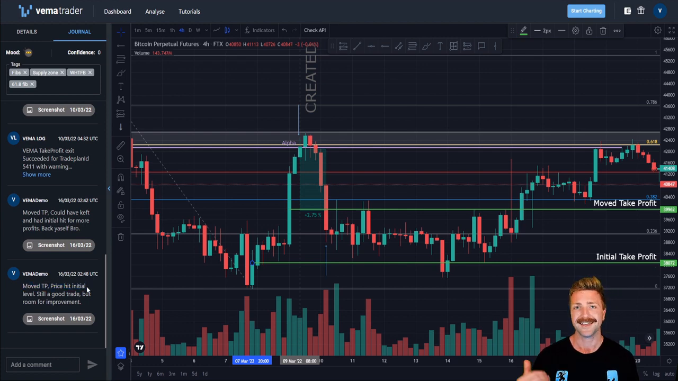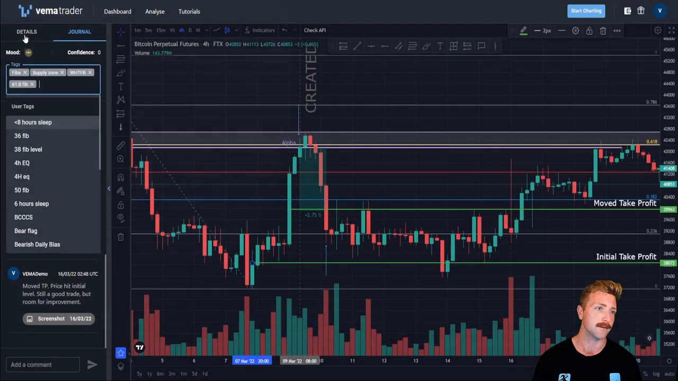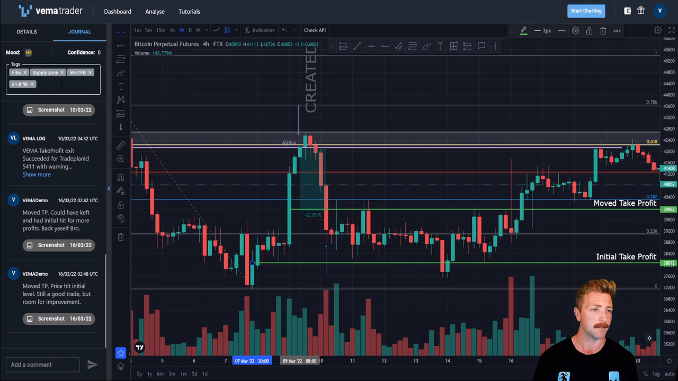So last week I spoke about how I'd made that comment in the journal: move take profit, price hit initial. Since then, our fantastic dev team has implemented one of the most requested user features, which was mid and post-trade tags. So tags in the monitoring screen and tags in the review screen. That's now there. So you can see I've got a tag box up the top. You'll also see it's been rearranged a little bit. So you now have details and journal. It just flows a little bit better this way.